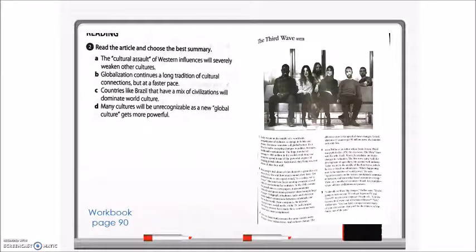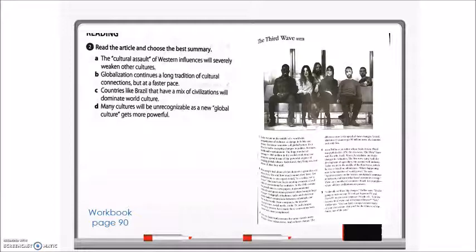Let's go with the article. In this case, guys, I hope you already read the whole article, because on this one I'm only going to give the answer. So the exercise says, read the article and choose the best summary.